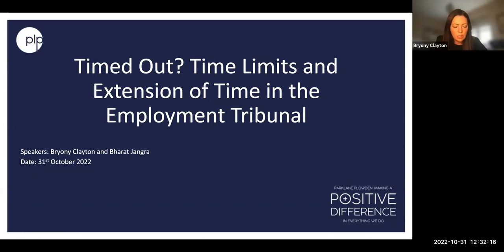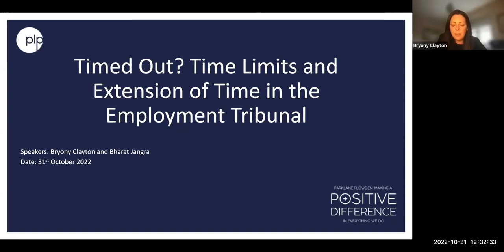And we're going to be talking about time limits and extension of time in the employment tribunal. So Bharat and I chose this topic because it's an issue that has to be considered in every employment tribunal case, whether it ultimately becomes a disputed issue or not.